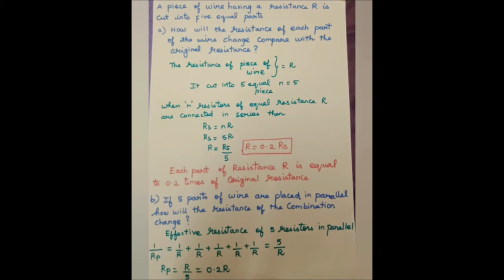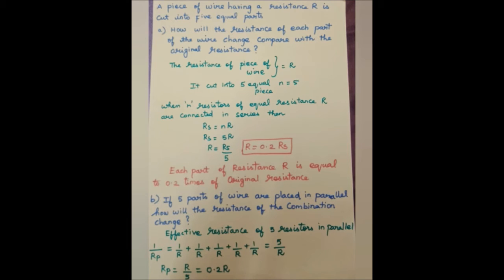When N resistors of equal resistance R are connected in series, we already studied, if resistors are connected in series, then Rs equal to NR. Here N equal to 5. Substitute, Rs equal to 5R. Therefore, R equal to Rs by 5. Finally, we get R equal to 0.2 Rs. Each part of resistance R is equal to 0.2 times the original resistance.